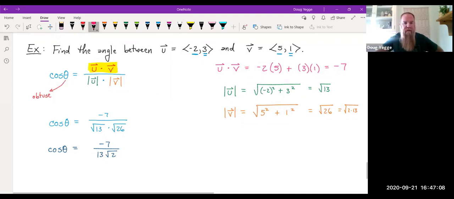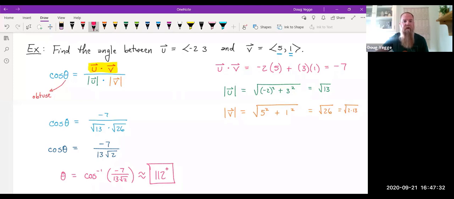So coming back here, we know that theta is equal to cosine inverse of negative 7 over 13 root 2, which is approximately 112 degrees. And that's the angle between the two vectors.